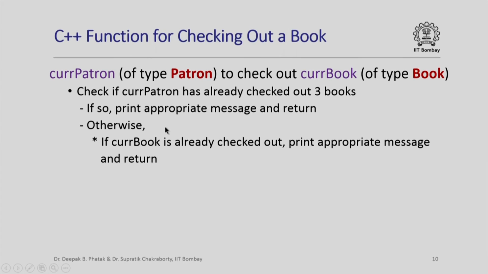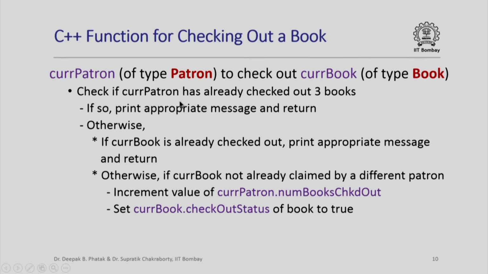Otherwise, we should try to see if current patron can be allowed to check out the book that she wants to check out. But if that book has already been checked out by somebody, then of course current patron cannot get that book, so we must print an appropriate message and return. Now if current patron has not already checked out 3 books and the book she wants to check out has not already been checked out by somebody, can we directly go ahead and let current patron borrow that book?